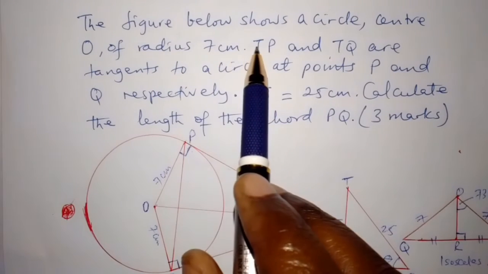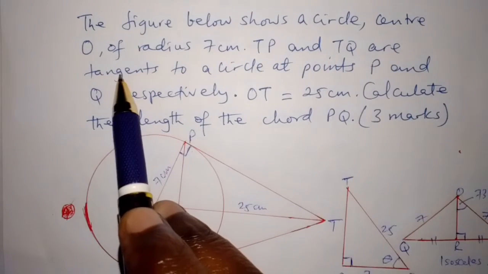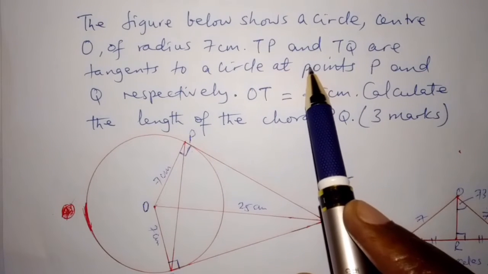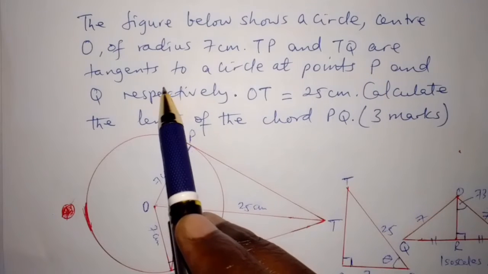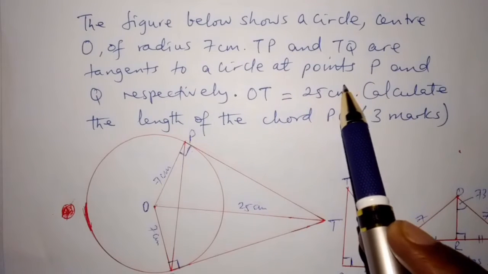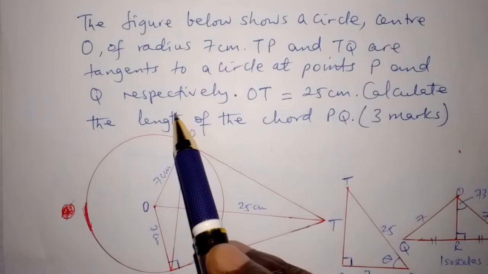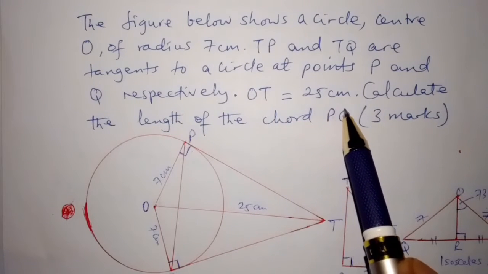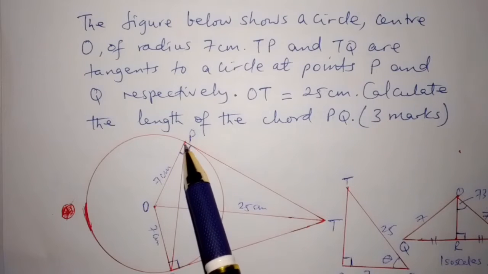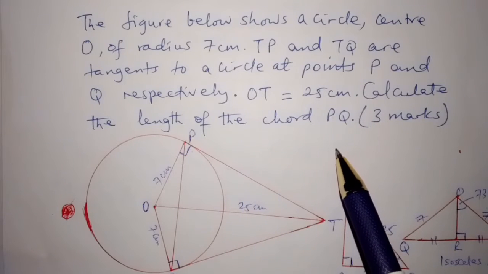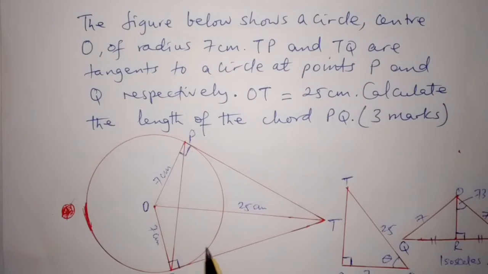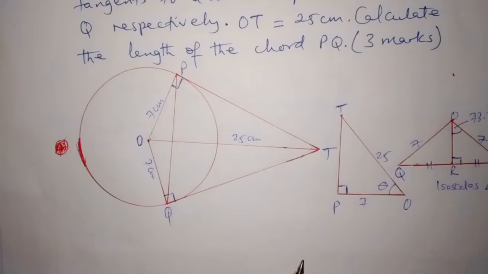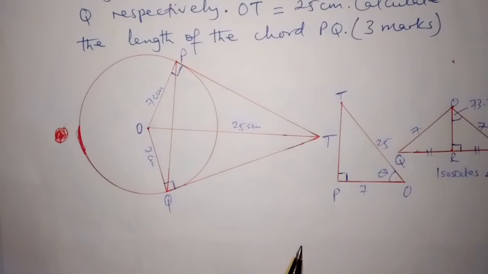The figure below shows a circle, center O, of radius 7 cm. TP and TQ are tangents to the circle at points P and Q respectively. OT is 25 cm. Calculate the length of the chord PQ. We can draw diagrams like this one here to represent this problem.